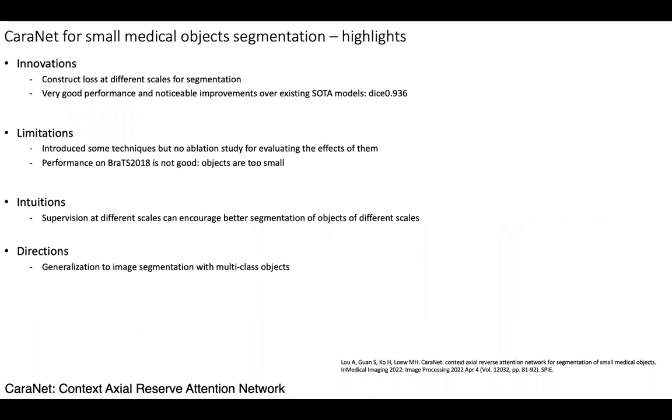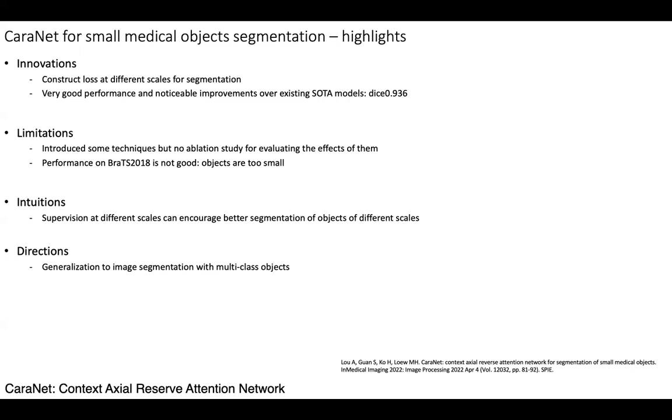The innovations of this paper include, first, it constructs a loss for image segmentation at different scales. The losses at these different scales will be responsible for the segmentation of objects of different scales, for example, small objects and large objects. The second innovation of this paper is that it achieves really high performance and a noticeable improvement when compared with the existing state-of-the-art models. For example, the highest Dice score it achieves is 0.936.